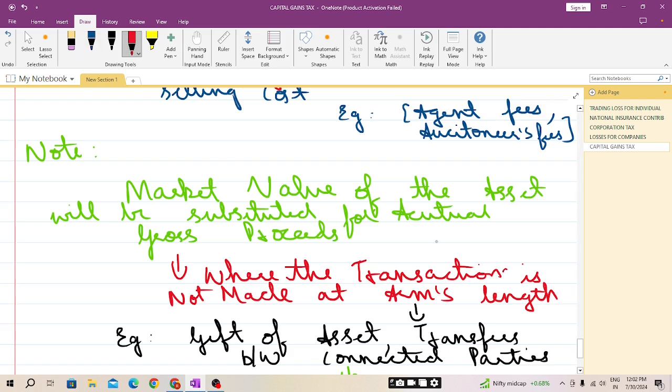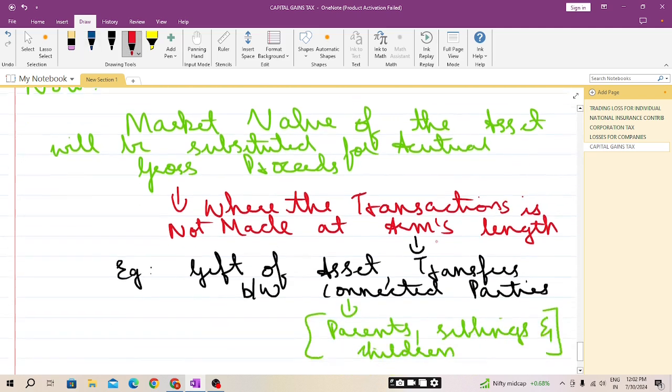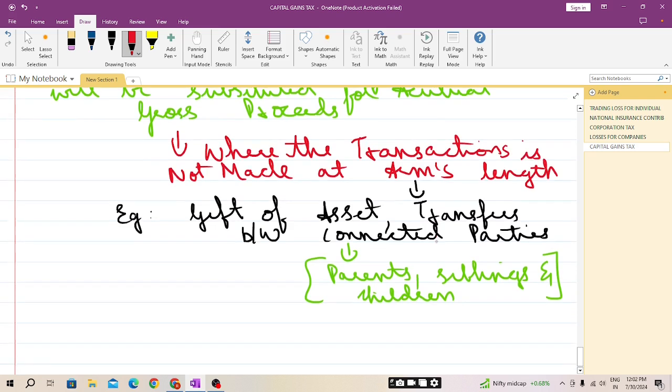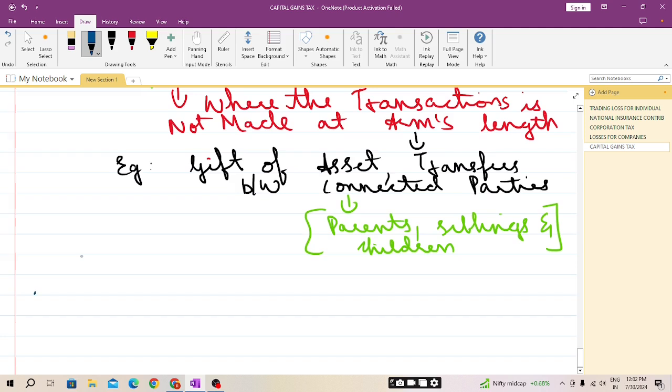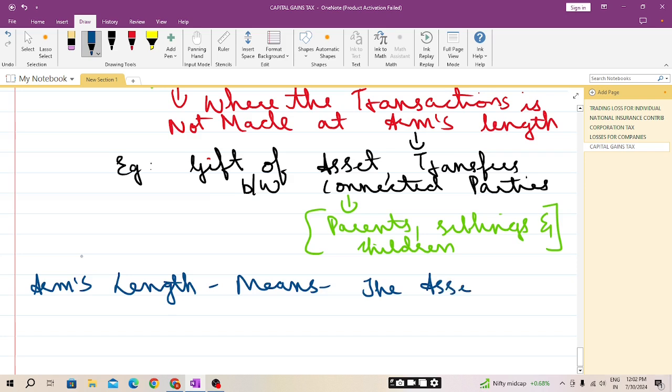In which case, students, where the transactions are not made at arm's length. Arm's length means, students, not done at the market value. So arm's length examples are when we gift an asset or transfer between connected parties. So arm's length means, students, the asset is sold at market value.